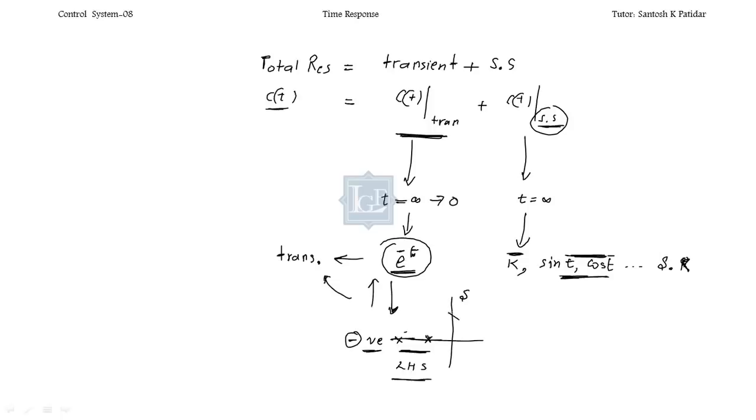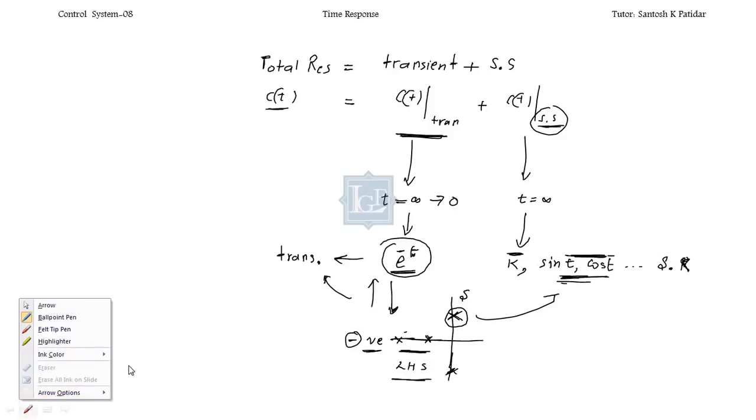And if you have poles on the imaginary axis like this, they are going to provide the steady state response, because these poles are oscillatory in nature and they provide the steady state response. I hope it's clear to you. Now today we'll discuss the first order system. Okay, let me clear this part, then we'll switch to that.